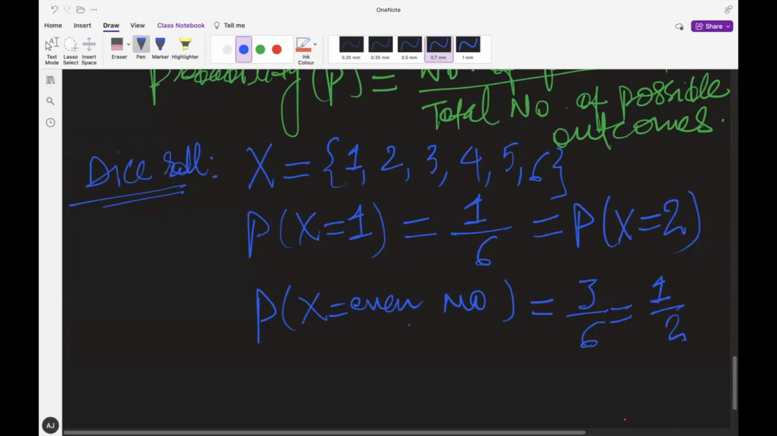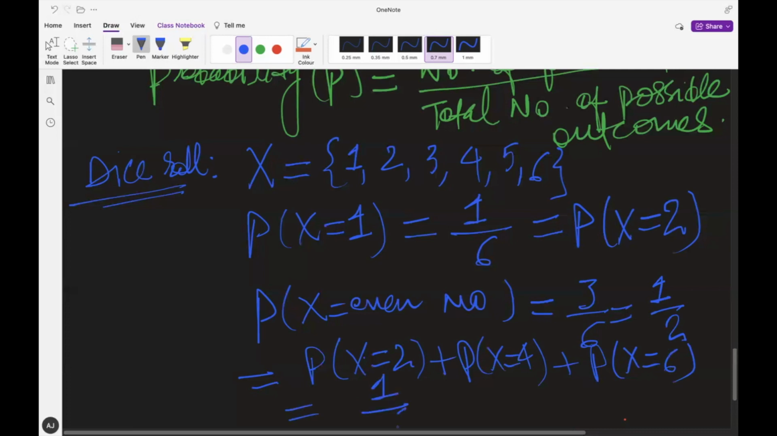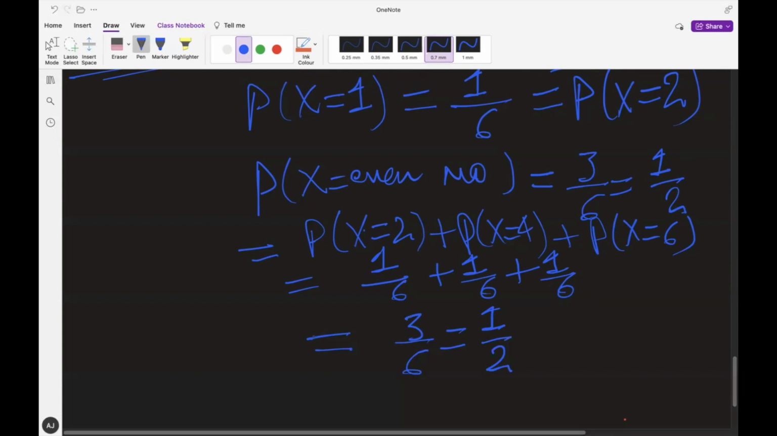Since I have 3 events here, I can also write this as probability of X is equal to 2 plus probability of X is equal to 4 plus probability of X is equal to 6. So here I will get 1 by 6 plus 1 by 6 plus 1 by 6 is equal to 1 by 2. Remember, when my random variable has a value of 2, it means it's exactly 2. It's not 4 or something else.